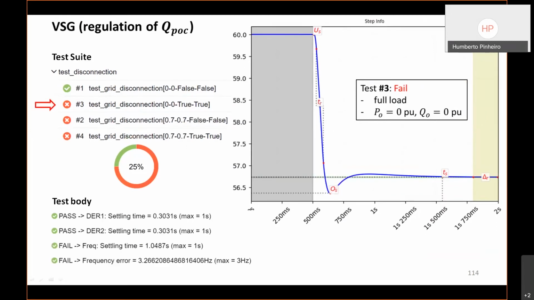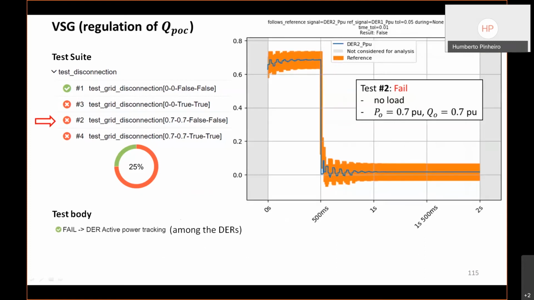Okay, now it's the case of the virtual synchronous generator with the power computed at the POC. It fails in 3 tests. In this case, it fails because the settling time exceeds the defined settling time. You have this slow mode over here that makes the settling time for the frequency larger than the threshold, that is 1 second.